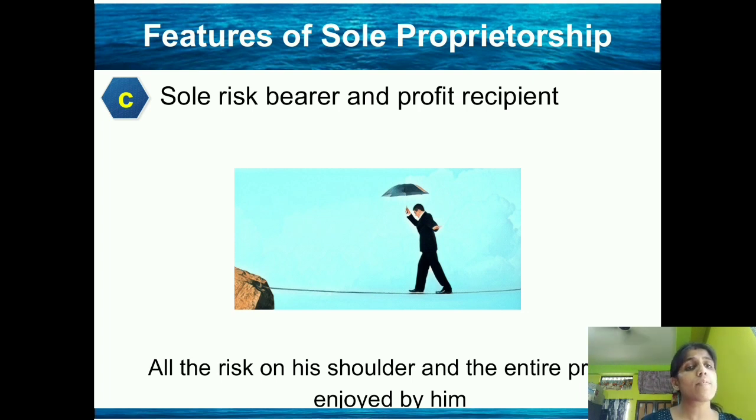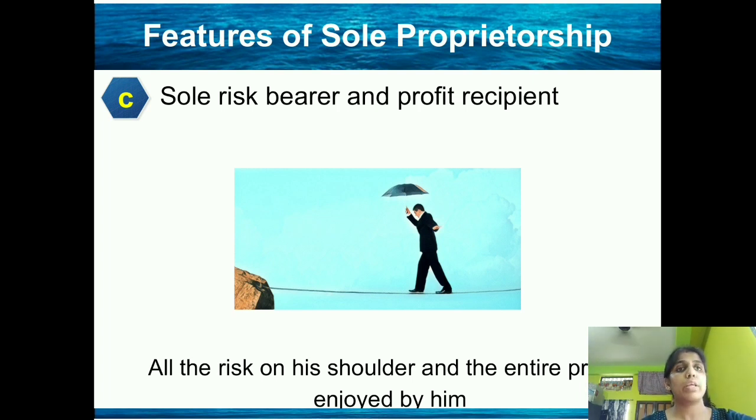It means you are the only person who bears the risk and you are the only person who gets the benefit of that profit. So the risk is also all yours and the profit is also all yours. All the risks are on your shoulders and all the profits are being enjoyed by you. There is no person who is sharing the risk. There is no person who is sharing the profit. So this is again the third feature of sole proprietorship.